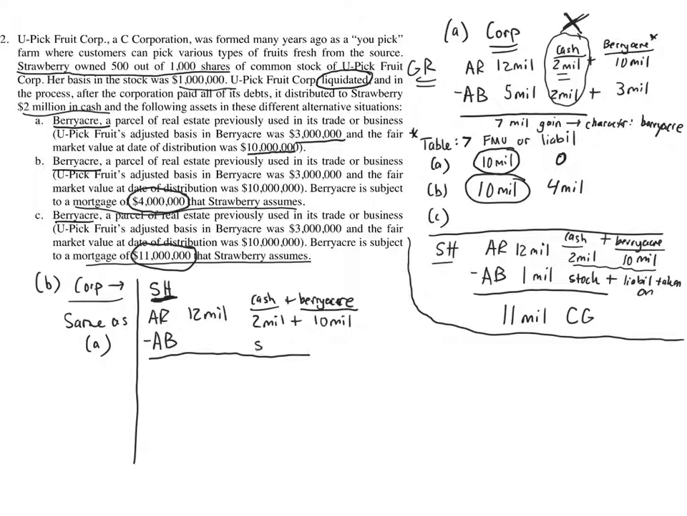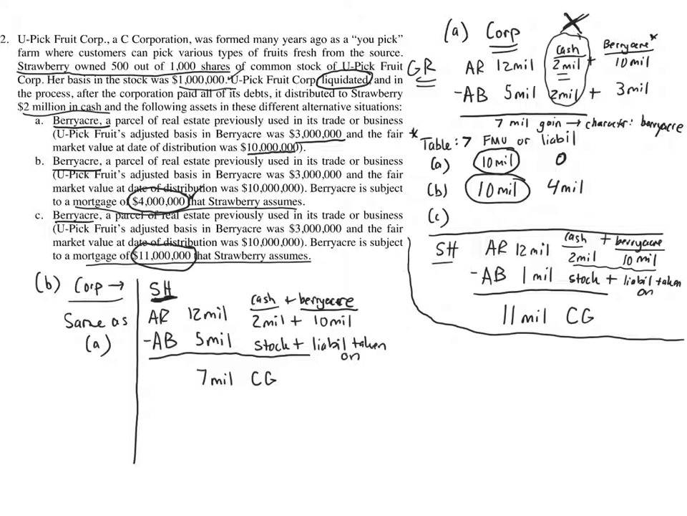However, the adjusted basis is the stock plus any liabilities taken on. So stock is a basis of 1 million. The liability taken on in B is $4 million. So the adjusted basis of the property given up is 5 million. This is a $7 million capital gain. Again, the stock basis is 1 million found up here. Liability taken on is right here, the $4 million. You have a $7 million capital gain.